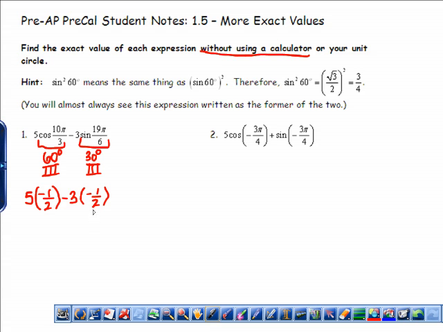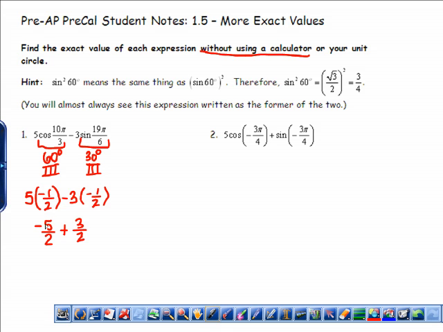Okay, from here, this is very simple arithmetic that you should have been able to do for years. Again, you should be able to do this without a calculator. So 5 times negative 1/2 is negative 5/2. Negative 3 times negative 1/2 is positive 3/2.